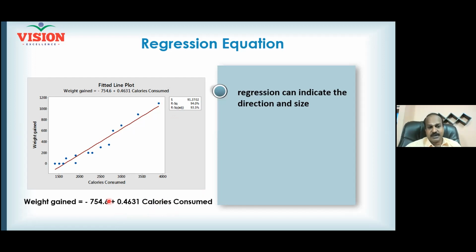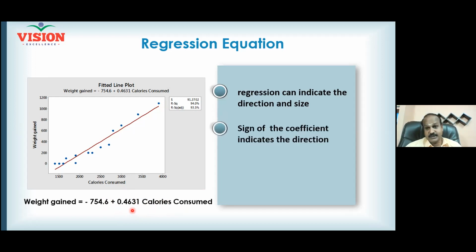And the number 0.46 can give you a clue on the size of the relationship. Already you know 94% is the influence. And now what is the number? 0.46. This 0.46 also will give you a clue. We'll see that in the next slide.